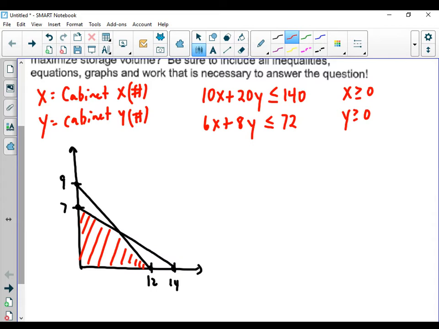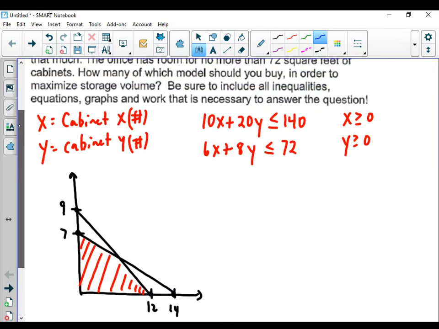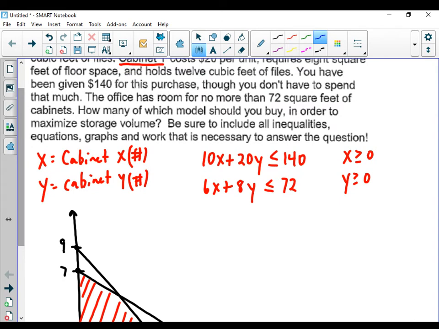Well, we're going to use this graph to help us eventually, but we've got to think about what function we're going to look at. The function should help us answer the question that we want to figure out. Remember our question here was how many of which model should we buy in order to maximize the storage volume? So I want some sort of function where I'm going to plug an x and a y value in, and that function is going to tell me how much storage I'm going to have.